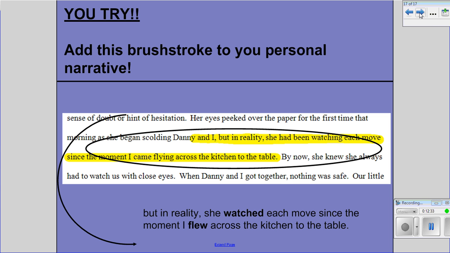Here's my example. But in reality, she'd been watching each move since the moment I came flying across the kitchen to the table. I changed this to, but in reality, she watched each move since the moment I flew across the kitchen to the table. So here I'm not using such a passive voice, but I'm using a little bit more of an active voice.